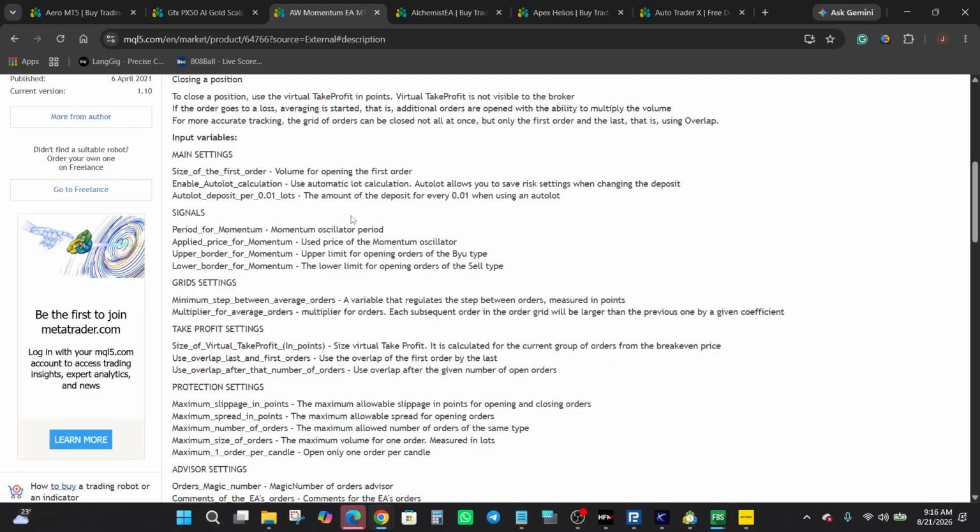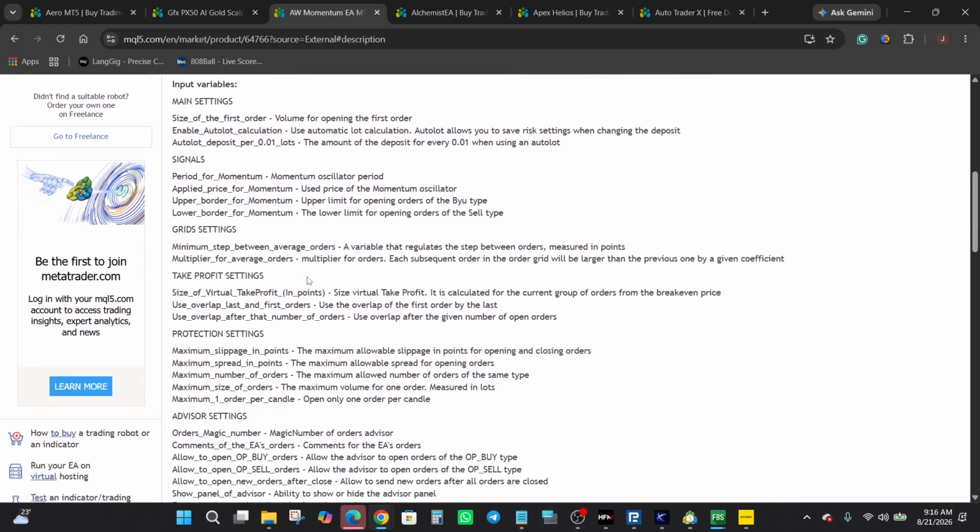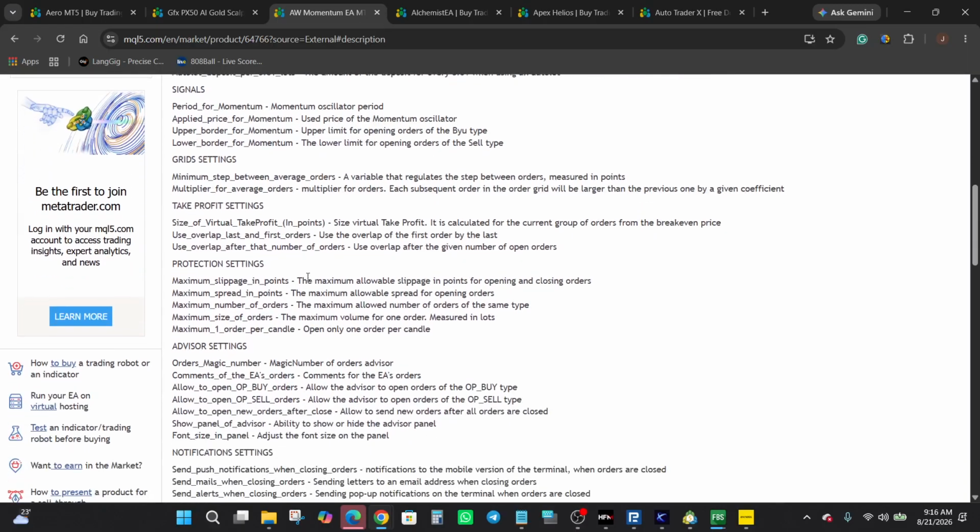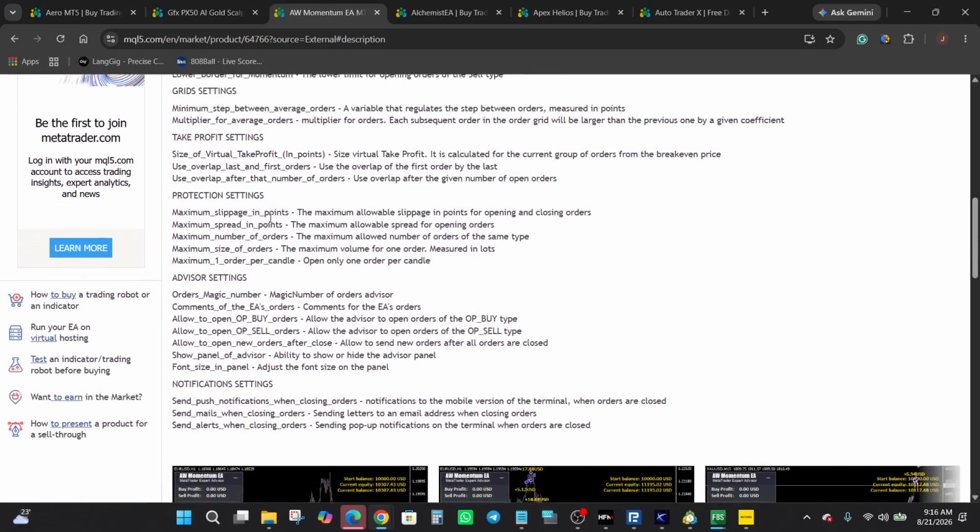All right, so then we have the grid settings. These include the minimum distance between averaging orders and the multiplier added to subsequent orders. Okay, so since the developer explicitly says order volume can increase through this multiplier, these are settings that I would want to pay close attention to when evaluating the EA's risk profile. Okay, so the take profit section contains the virtual take profit size along with the overlap options for the first and last orders.